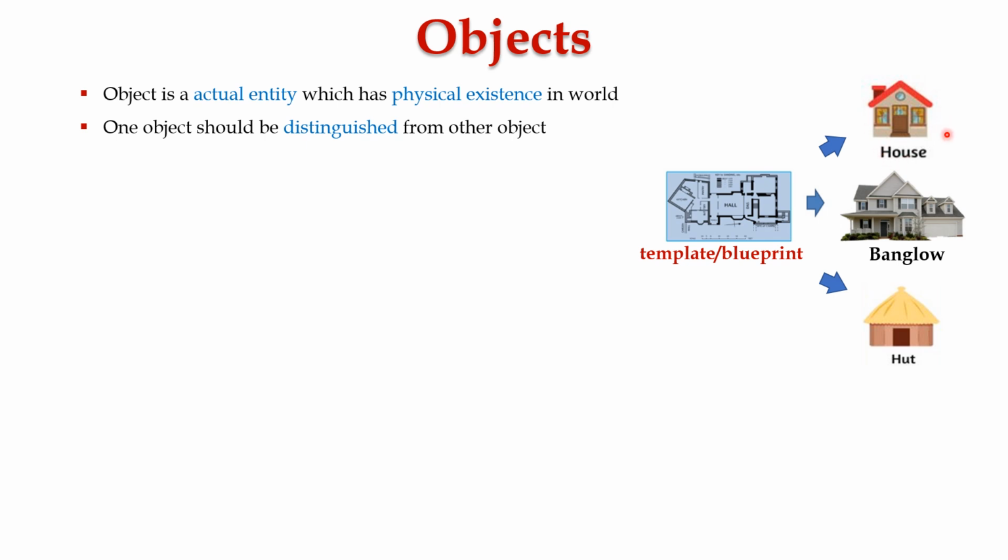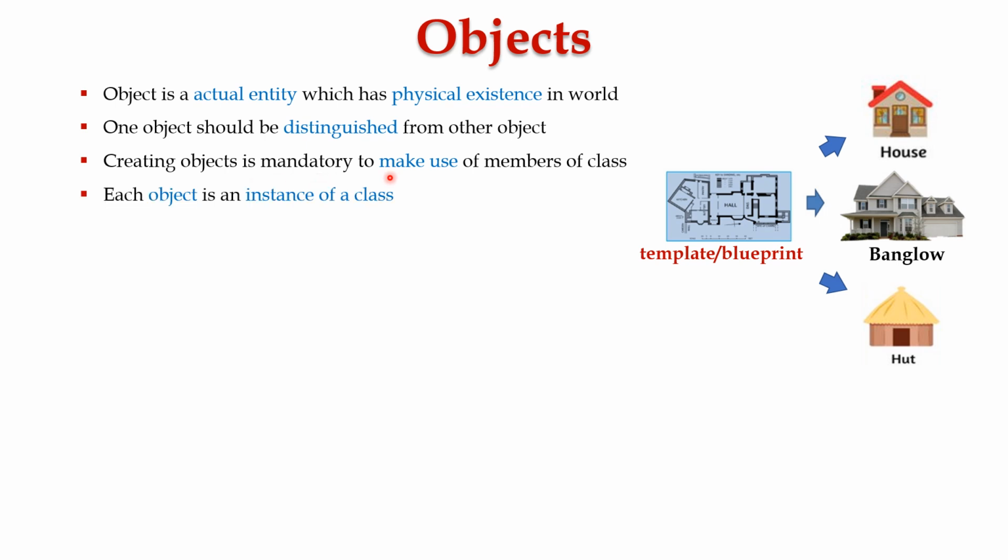Yes, this object is called a house, this object is called a bungalow, and this object is called a hut. Just as multiple homes can be constructed from the same blueprint, multiple objects can be instantiated from the same class, each with its own state but sharing the same behavior defined by the class. Creating an object is mandatory to make use of the members of a class.